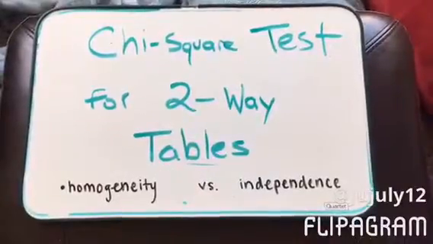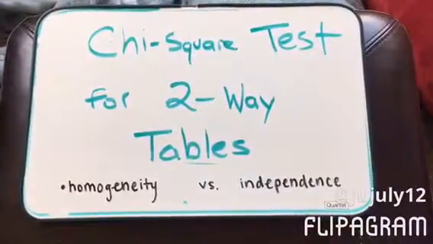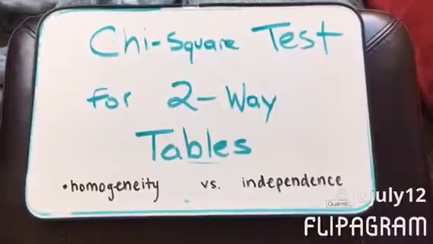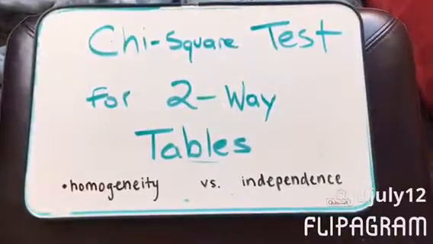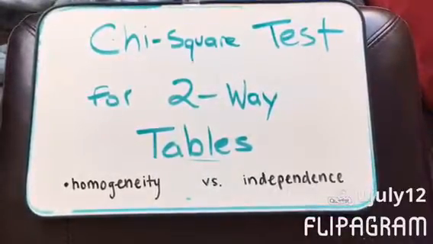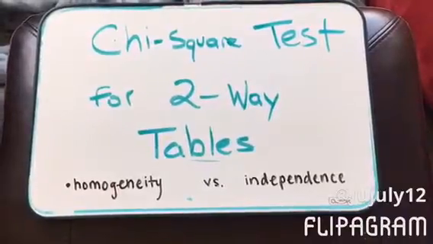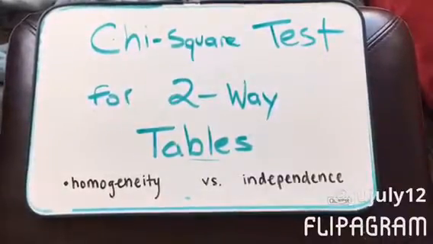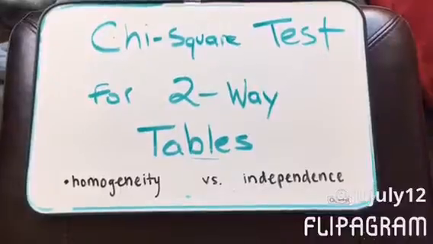Our video is about chi-square tests for two-way tables. There are two types, a test for homogeneity and a test for independence. They're basically the same thing, but homogeneity is when the data comes from two samples, and independence is when the data comes from one sample.